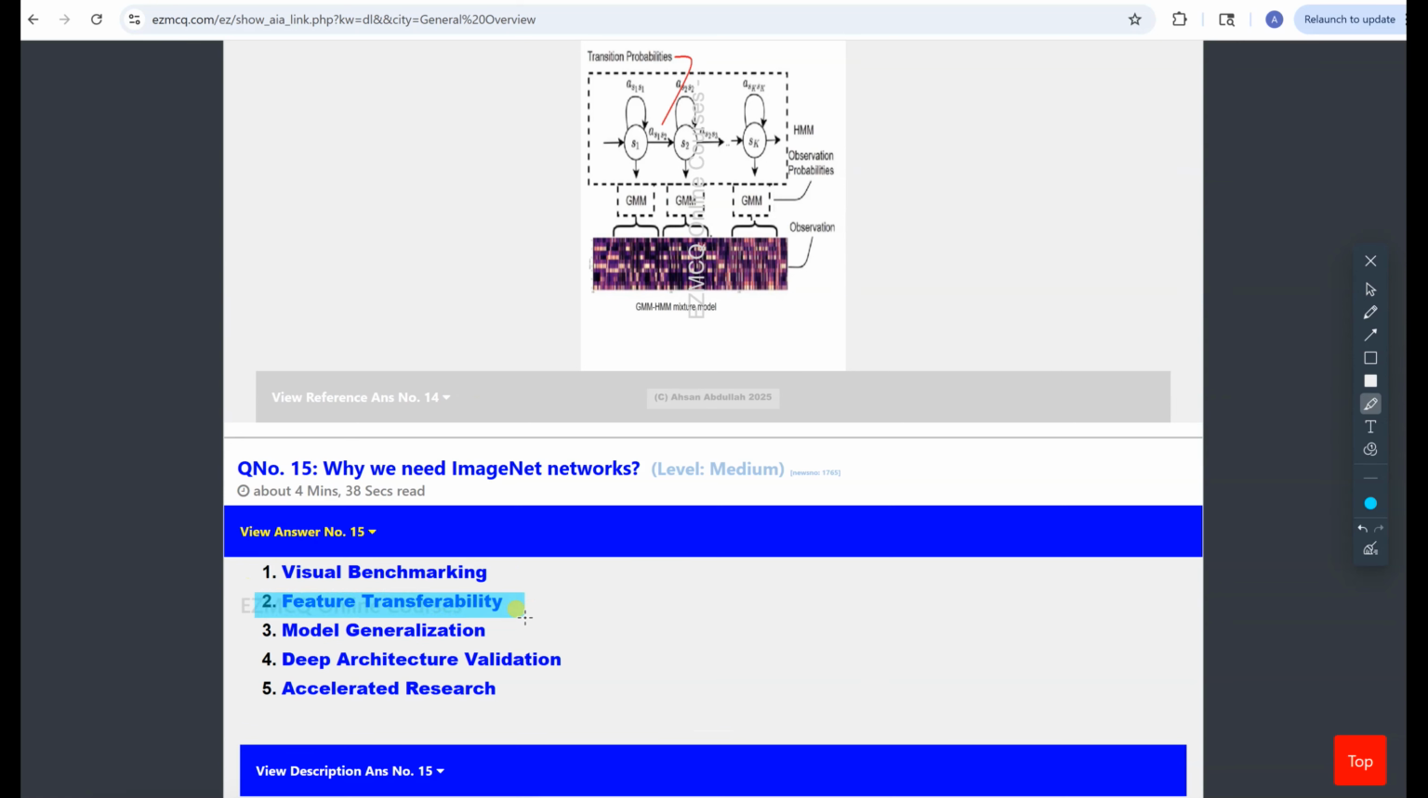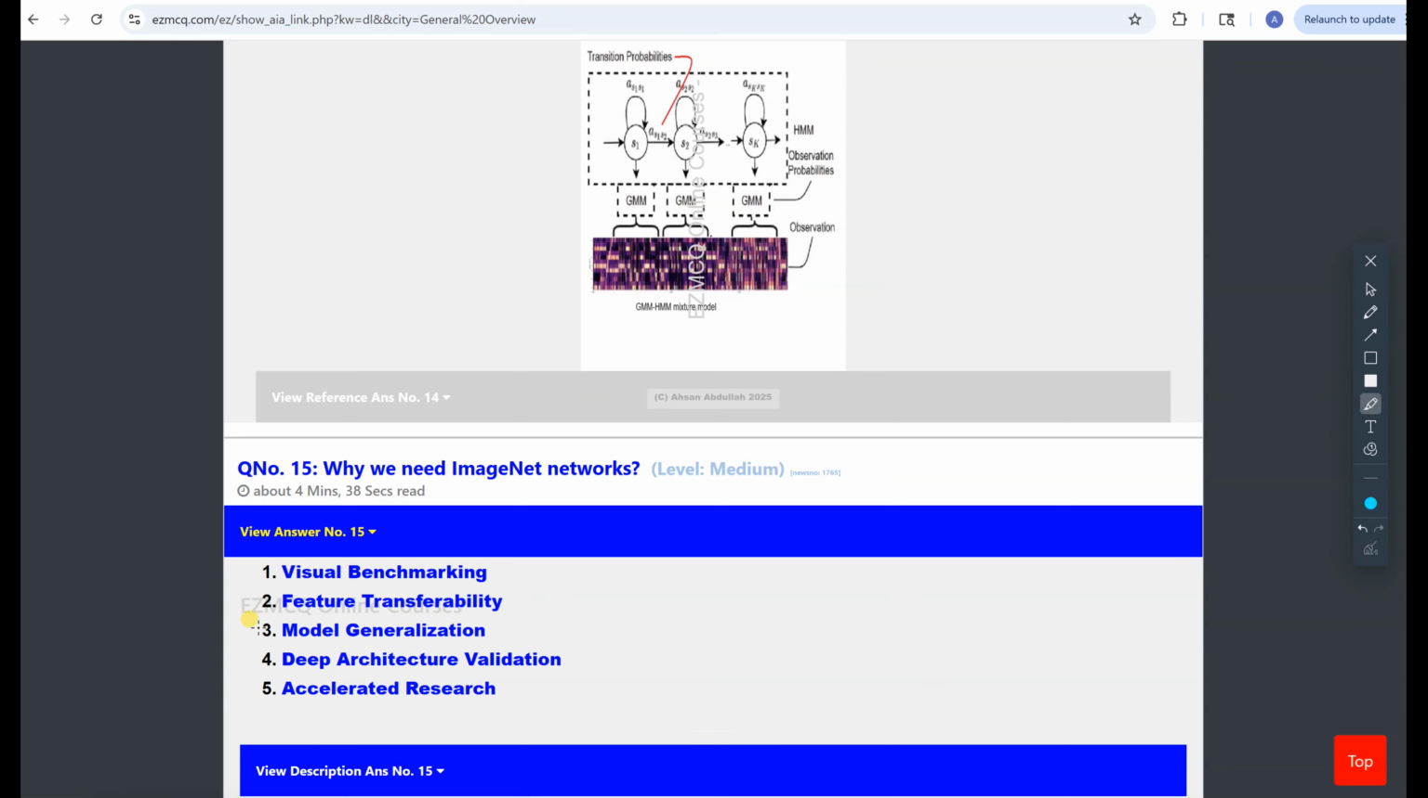Feature transferability. The networks that have been trained on ImageNet learn the hierarchical features which are there in the images. When those features have been learned, they can be transferred to other computer vision tasks, such as object detection or segmentation, reducing the training time. And of course that helps even when the task has limited data.